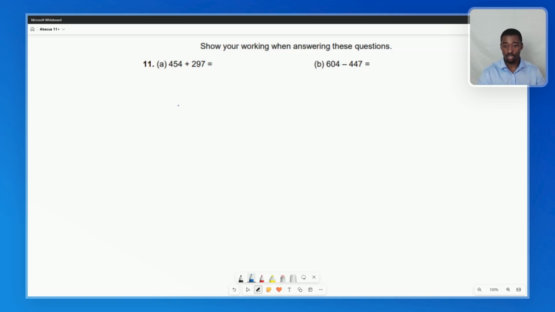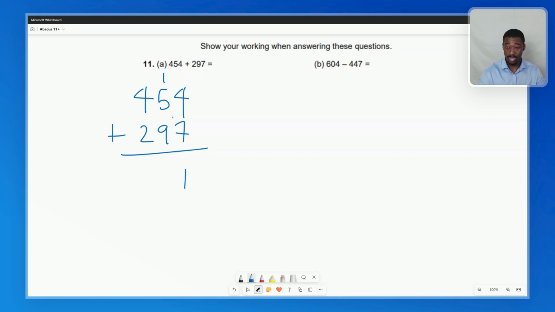First, we have 454 plus 297. So let's work that out, remembering to show our working as the question asks us to. Well, we could use column addition and work it out this way. So 4 plus 7 gives us 11. So 1, carry the 10. Then 1 plus 5 plus 9, well, that's 6, plus the 9 is 15. So 5, carry the 1 over. Then 1 plus 4 plus 2. So 7, 5, 1.